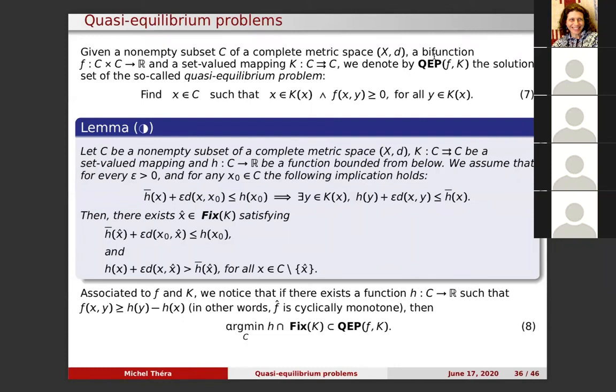So this is an assumption. And if this assumption is satisfied, then there exists x hat, a fixed point of K. It means that x hat belongs to K of x hat, satisfying h bar of x hat plus epsilon, the distance of x0 to x hat, is less than or equal to h of x0. And finally, h of x plus epsilon, the distance of x to x hat, is strictly greater than h bar of x hat for every x different from x hat. This is a lemma which uses, of course, the previous result on the Ekeland variational principle.